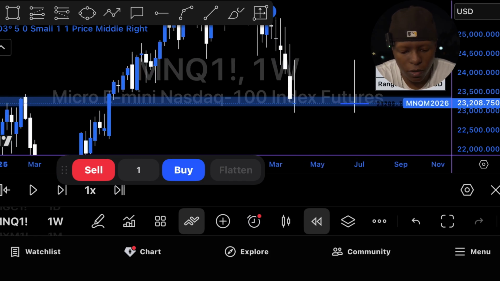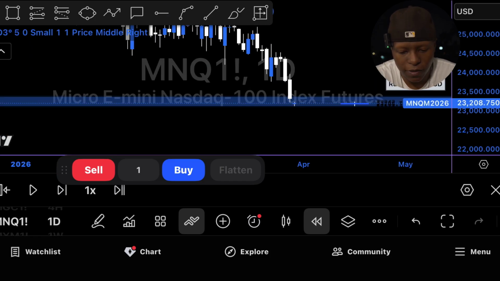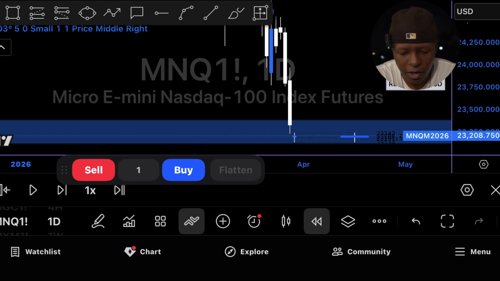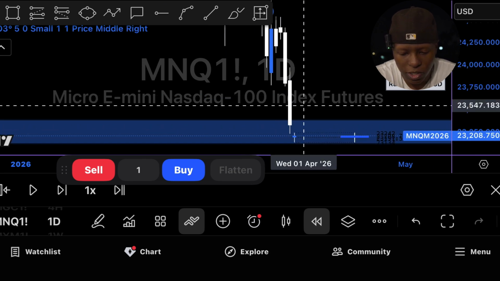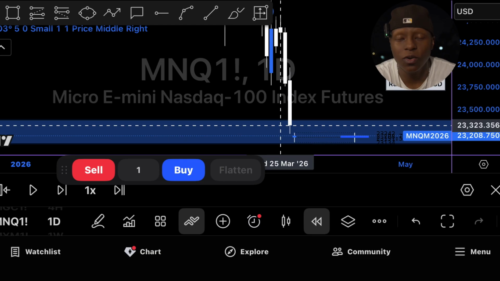So what was I looking for? Let's actually jump into our daily time frame. You can see the previous daily candle closed as a strong bearish daily candle. So that means that sellers are still in the markets. This is the first trade that we took a look at.